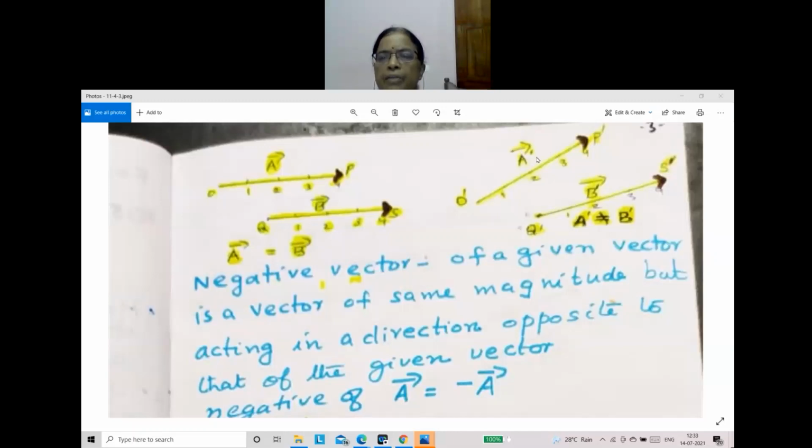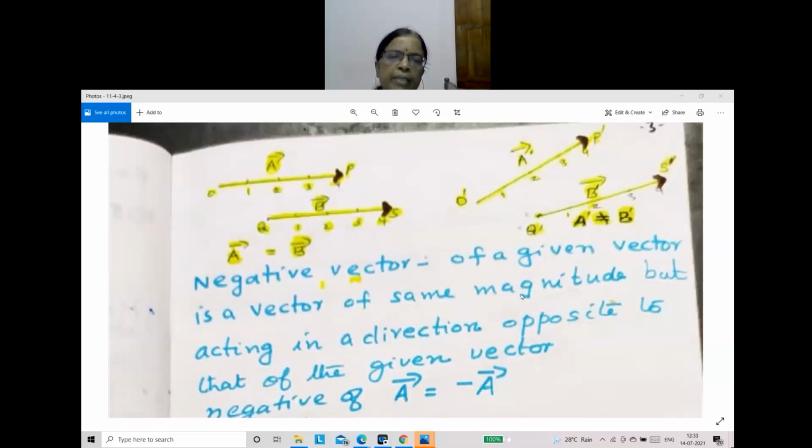Are they equal? Can I say vector A dash equals vector B dash? No. Why? Their magnitudes are equal, but what is different? Directions. The direction is different, not the same. So we can write A dash is not equal to B dash.